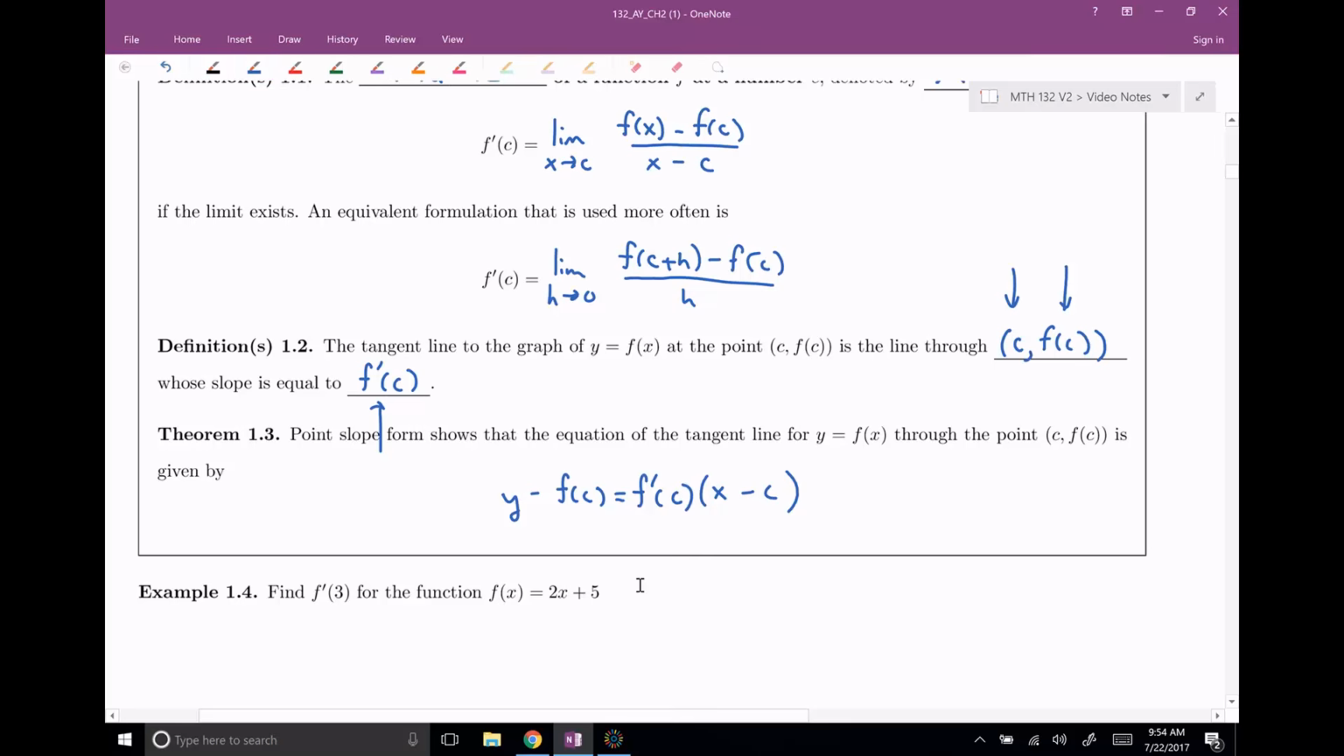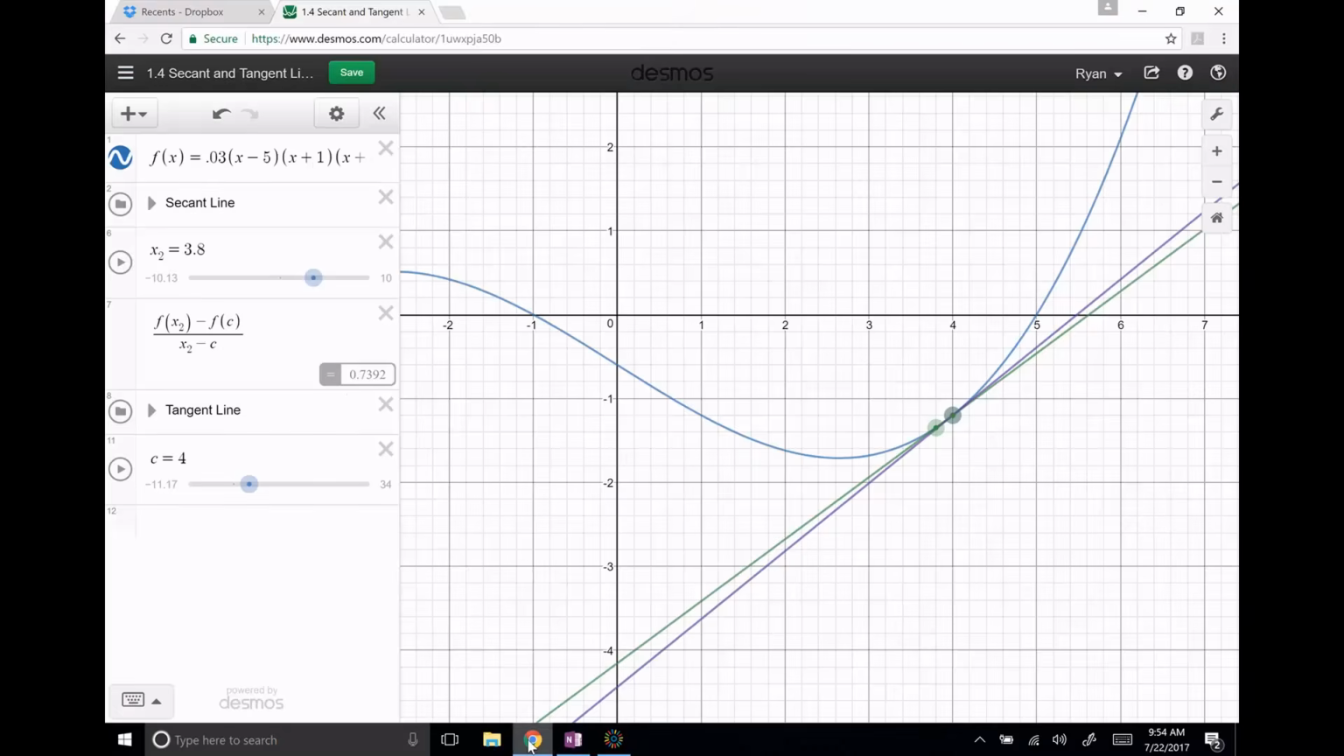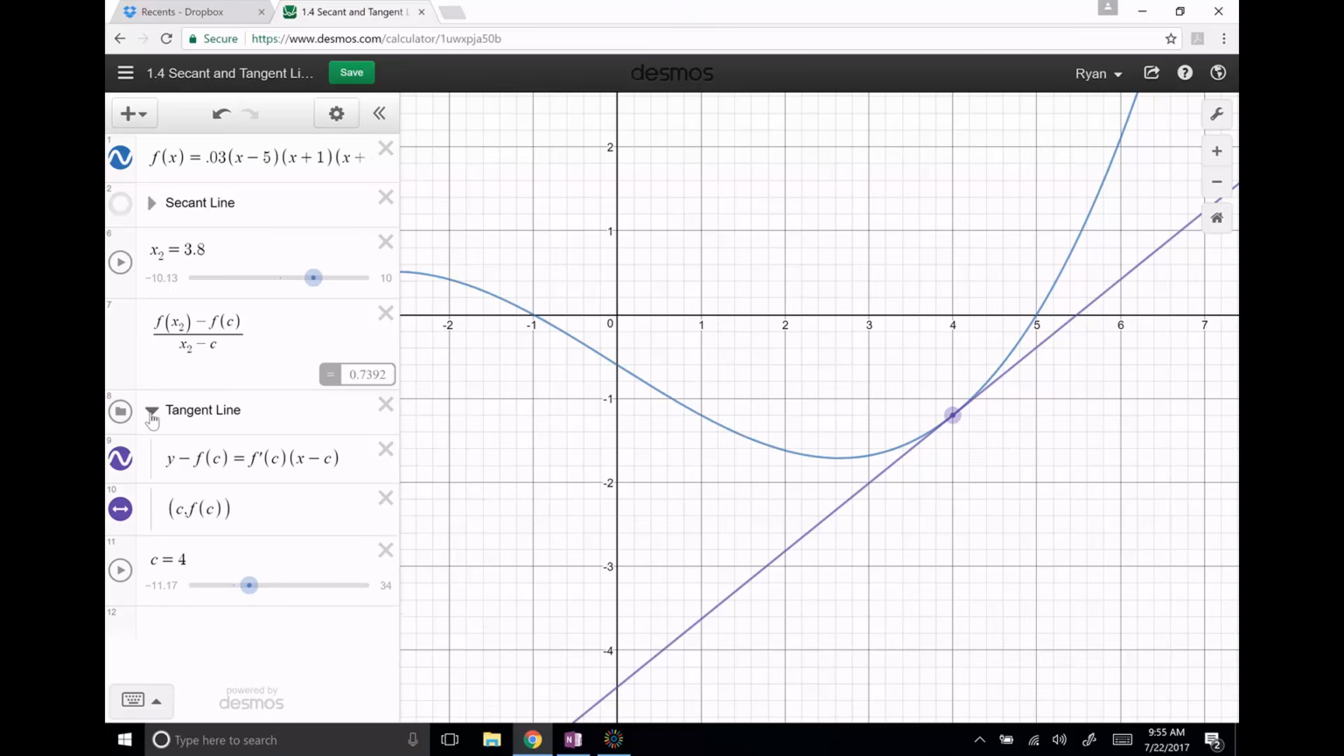And actually, if I go back to my pictures here, let me take off the secant line for a second. When I coded this, if I go under the tangent line, there's this little arrow here that we can extend, and we can see that I've actually had this code here the entire time. So this is y minus f of c is equal to f prime of c times x minus c. And if you take that off, the tangent line goes away. So that is the equation for this tangent line right here.